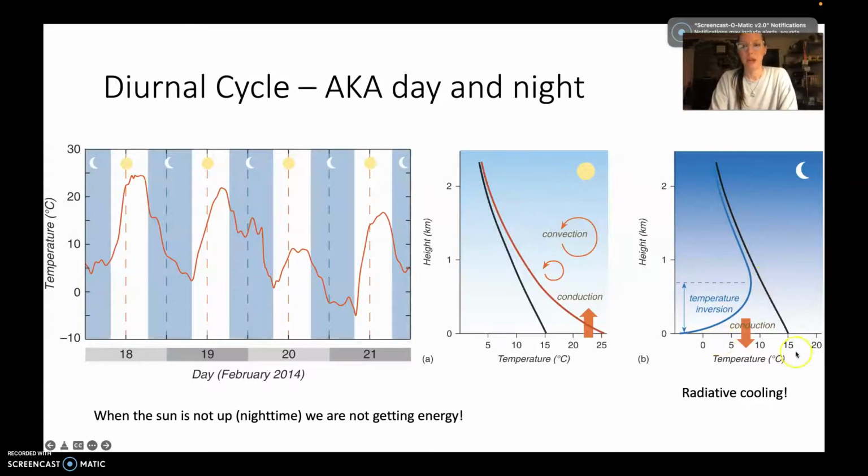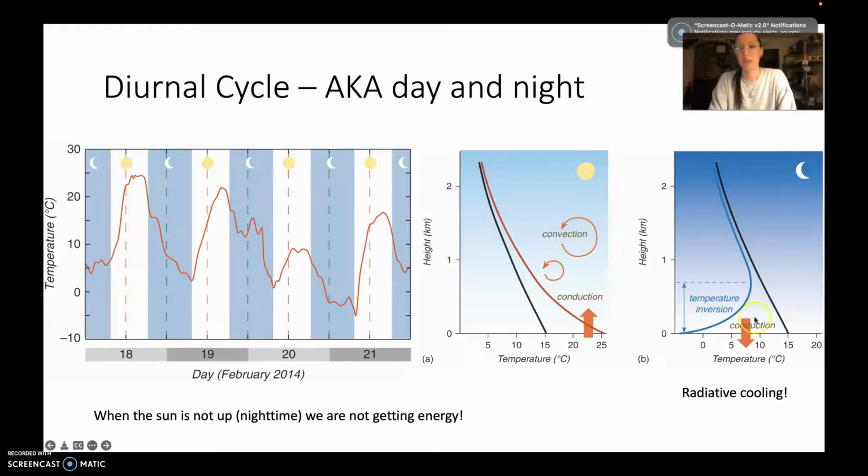Temperature is on our x-axis and height is on our y-axis. So we can see during the day, we have this process of conduction. The sun is heating the very surface of the earth, and so the surface itself tends to warm up. And then convection can move that heat upwards. We talked about mechanisms of heat transfer last week, I think, or 2 weeks ago.